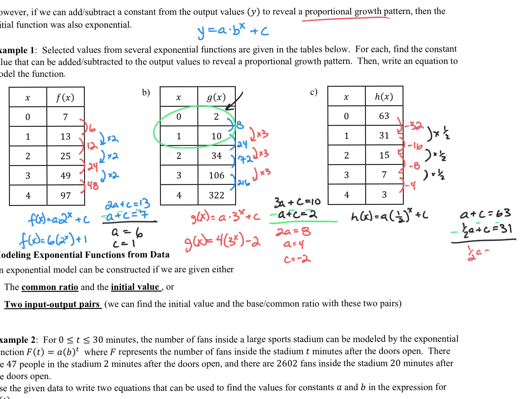1/2 A is equal to what? 32. And so A would equal 64. And so then once A is equal to 64, what does C equal? Negative 1. And so now H of X would equal 64 times 1/2 to the power of X minus 1.